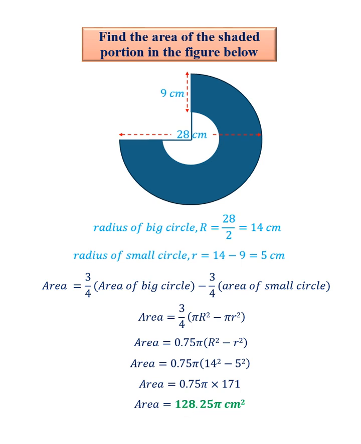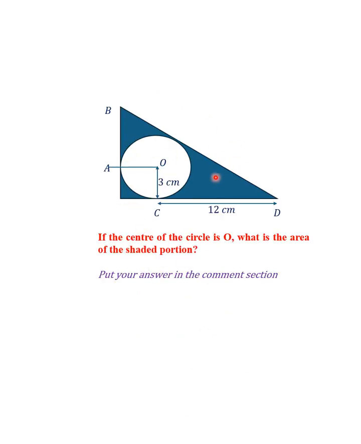Let's move to the next page. This is another simple question. The center of this circle is O. Your target is to find the area of the shaded portion. Please put your answer in the comment section.